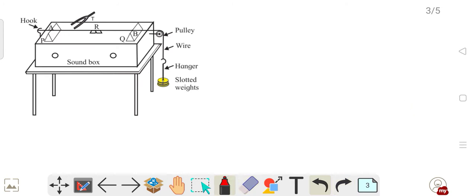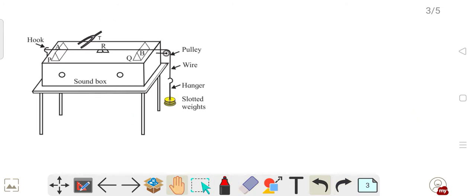If you are asked what a sonometer is, it consists of a wooden box which is hollow and has two holes. A string is passing over the box, which is hooked at one end, and it is passing over two bridges P and Q which can be moved across the length of the box. Now this string at one end is hooked, and on the other end it passes over a pulley at the end of which a hanger is attached. This hanger has some slotted weights which can provide tension to the string.